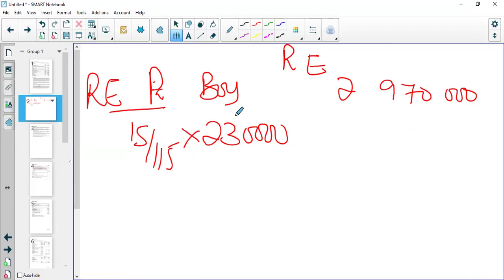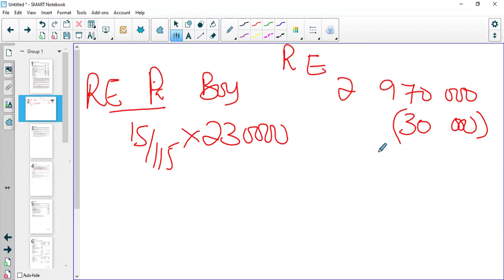It's still in opening inventory. It's not yet profit. 15 divided by 115 multiplied by 230123, and that's 30,000. So we'll subtract that. So I hope you can follow that. So we subtract 30,000.